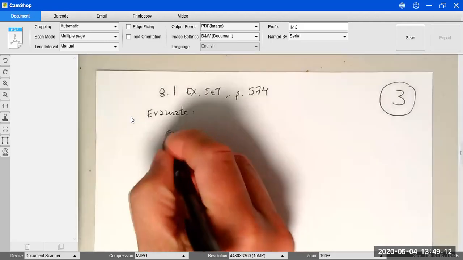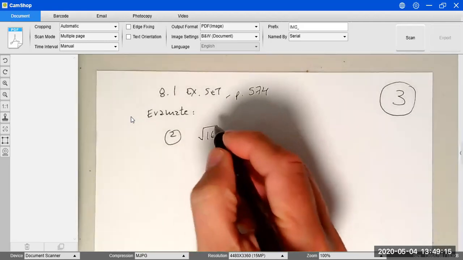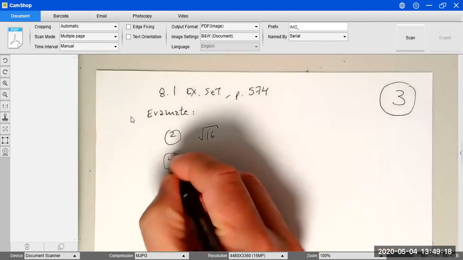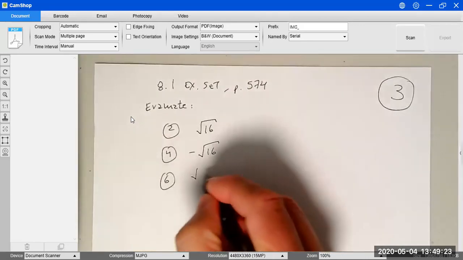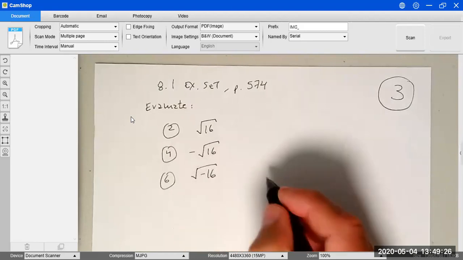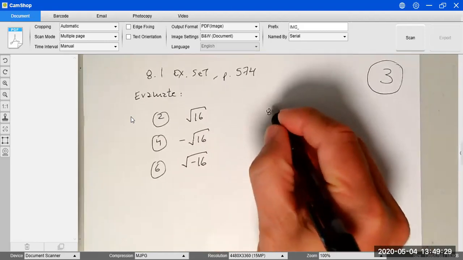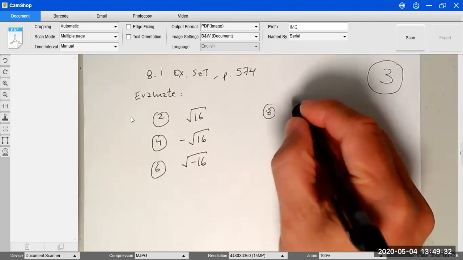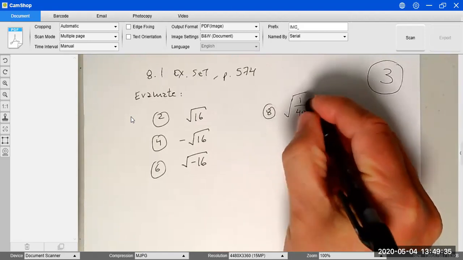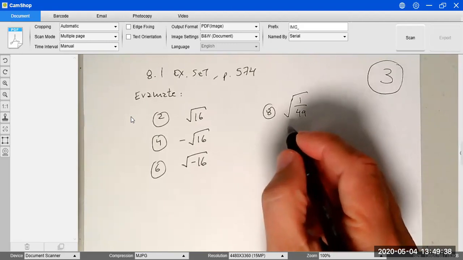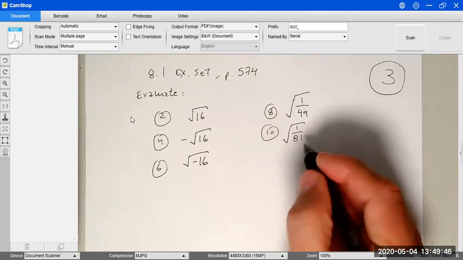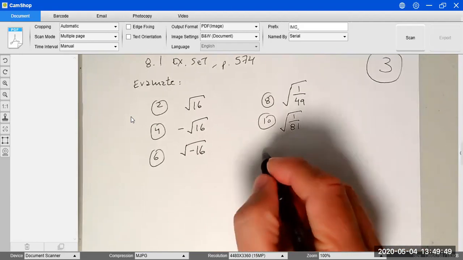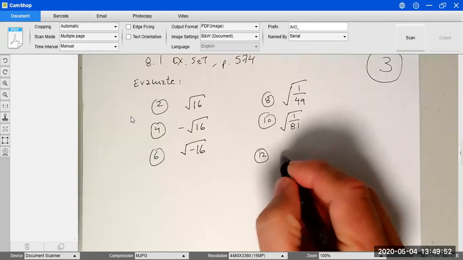So number 2, square root of 16. Number 4, negative the square root of 16. Number 6, the square root of negative 16. Then we have number 8, the square root of 1 over 49. Then number 10, the square root of 1 over 89. And number 12 is negative the square root of 1 over 121.